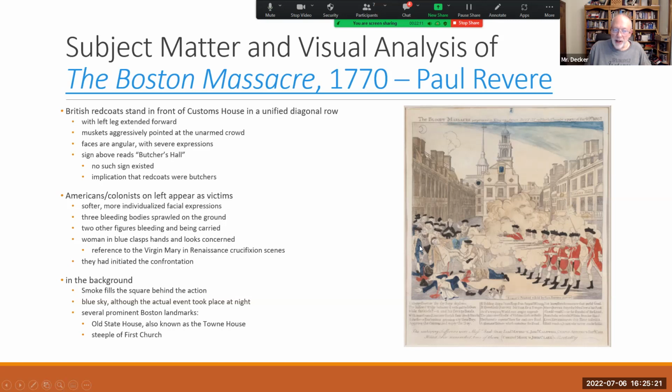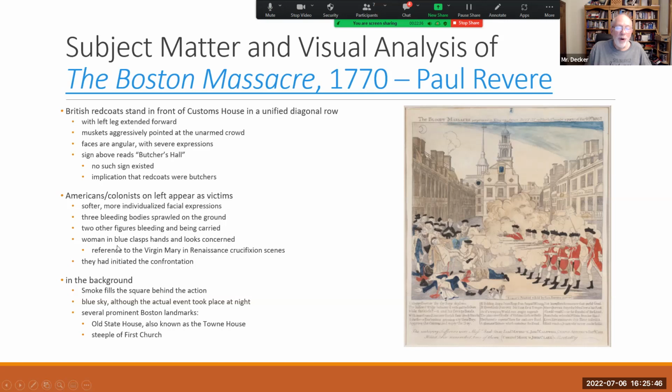The Americans, colonists on the left, appear as victims. They're softer, more individualized facial expressions. 3 bleeding bodies sprawled on the ground. See the blood. Actually, I see blood streaming from 4 locations. Maybe this is 2 different areas on the same person. 2 other figures bleeding and being carried. One of them's bleeding, being carried.